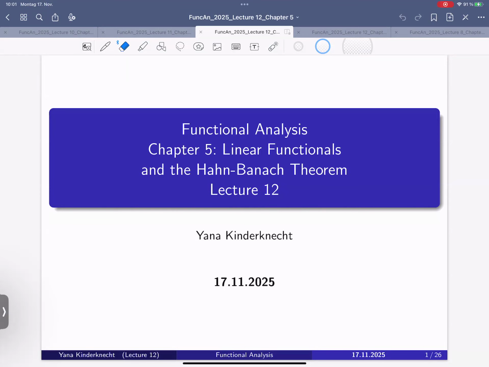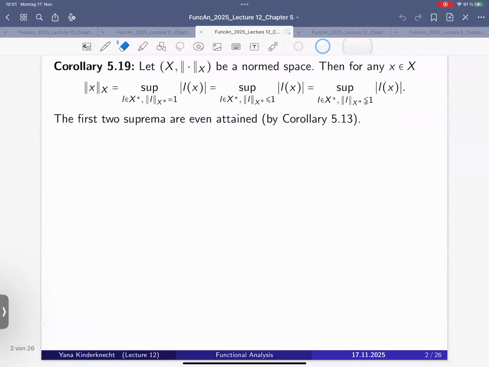Hello, everybody. Today we continue discussion of Chapter 5, Linear Functionals and the Hahn-Banach Theorem. So today I would like to talk about some further consequences of the Hahn-Banach Theorem for norm spaces. In particular, we have this nice corollary, 19.